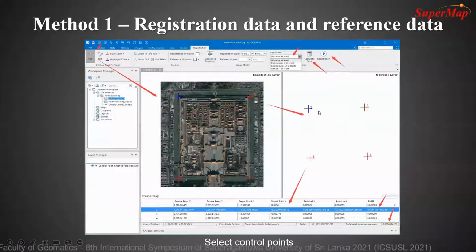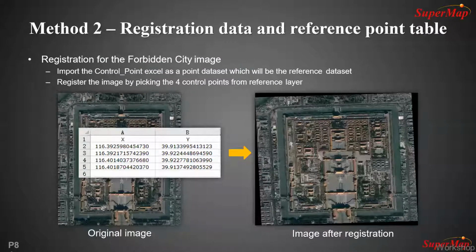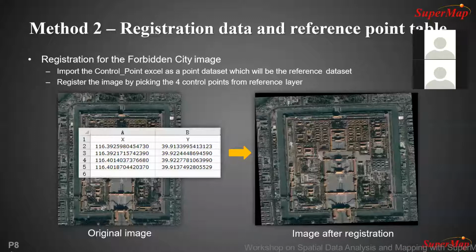There are four groups of corresponding points in the reference layer and registration layer. If we have the reference layer, we can just pick the point from the paper map we scanned and from the reference data. And method two is if we know the real coordinates of this point directly, so we can import it directly.